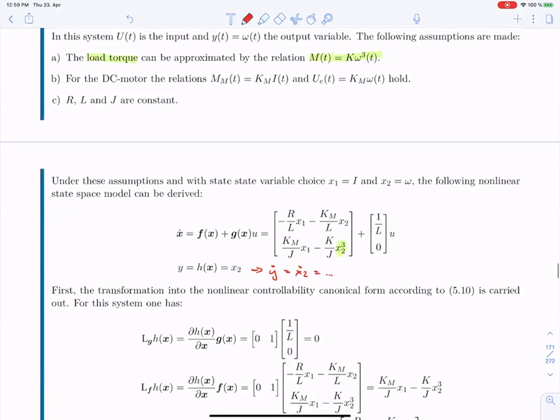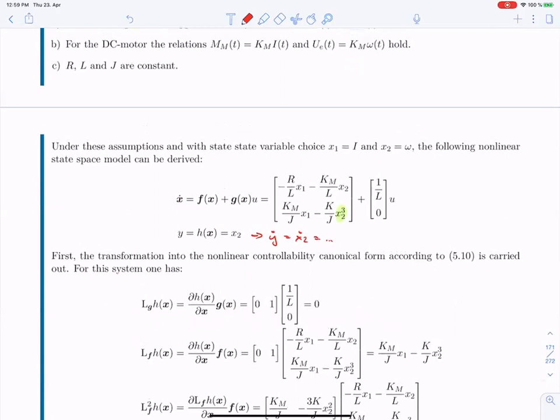And once again, I recommend that at home, you just take this output Y and do this as a homework for yourself. So Y is equal to X2, which is, I forgot to mention this, of course, our first state is the electrical current. The second state is the shaft speed, which is omega. So if Y is X2, then Y dot would be X2 dot, obviously, which is found here. So this is X2 dot. It's equal to Km over J times X1 minus K over J times X2 to the third power. And then at home, you might want to compute X2 double dot. That would be your homework to do this by foot if you want.